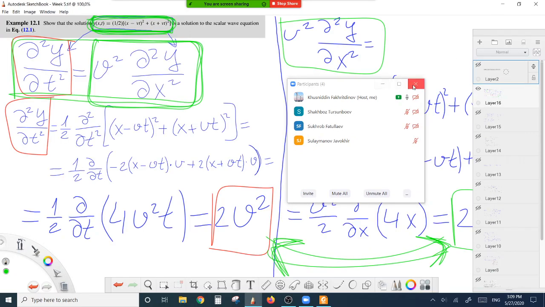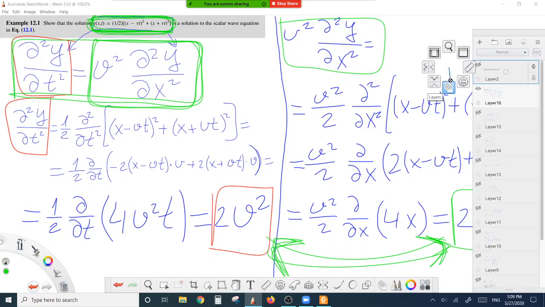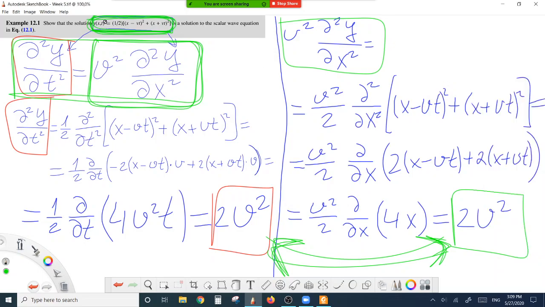I will show yesterday's exercise. Here we showed that the function y(x,t) equal to 1 over 2 times (x minus vt) squared plus (x plus vt) squared is a solution to the scalar wave equation. Here we showed how to proceed with this.